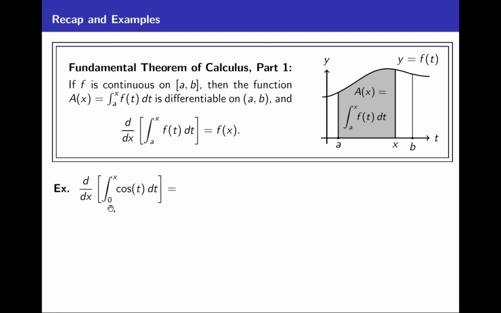Think about the function integral from 0 to x of cosine t dt. So that's a function of x. Its value depends on x. And so you could think about its derivative, d dx. And you can tell that the fundamental theorem of calculus, part 1, is going to say that the answer is going to be, instead of your f of t, f of x. So instead of cosine of t, the answer is going to be cosine of x.